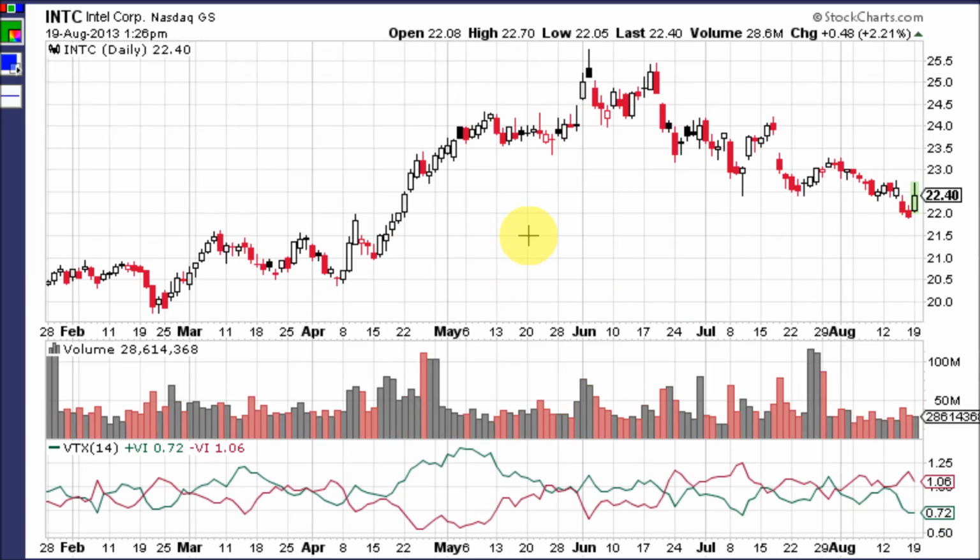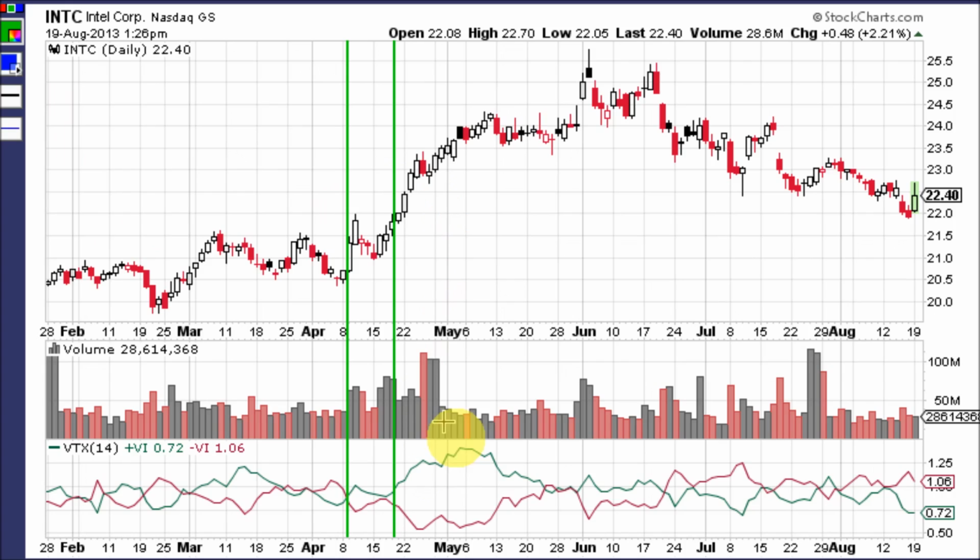Now let's look at some of the signals VTX has given on this chart for Intel Corp, INTC. Okay, here's a big one right here. This is where the plus VI first crossed up through the down ticking minus VI and stayed above it. Right here is where it crossed up through 1.0, just as the biggest green volume for a number of days breaks it out into blue sky territory above old resistance. That was perfect.